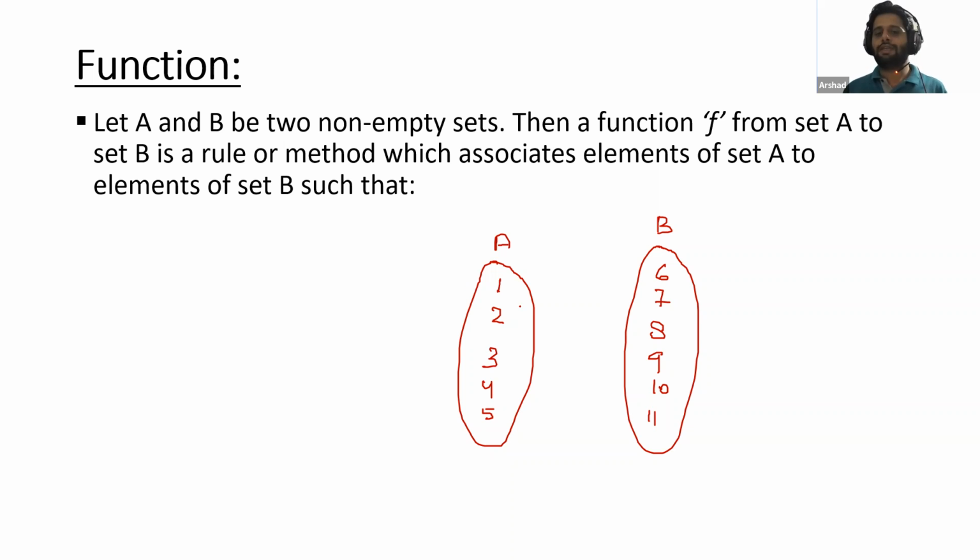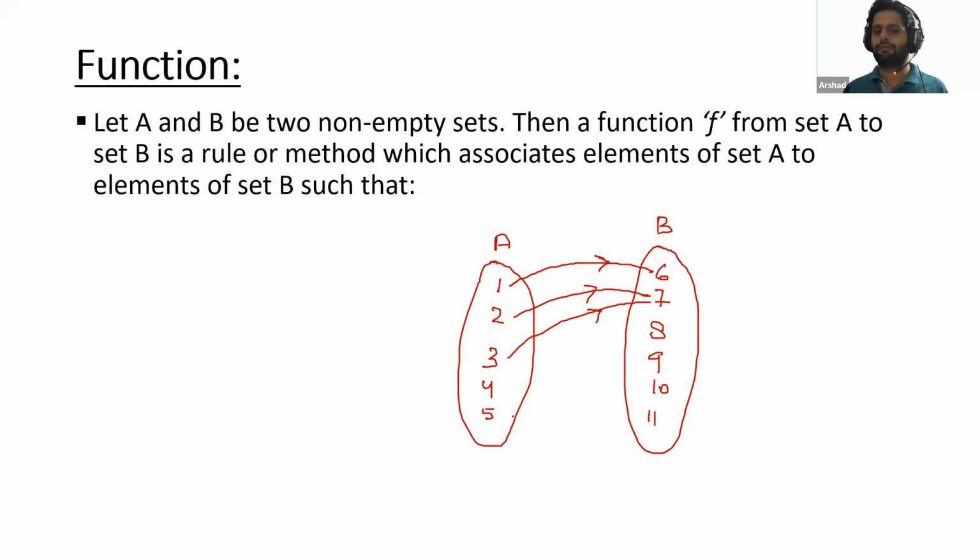So we are saying that if this is a function from A to B, then the first condition is that all the elements which are there in set A should be related to the elements of set B. So that means 1 should be related with 6. For example, this can be related with any value. All the elements should be related to some element of set B.